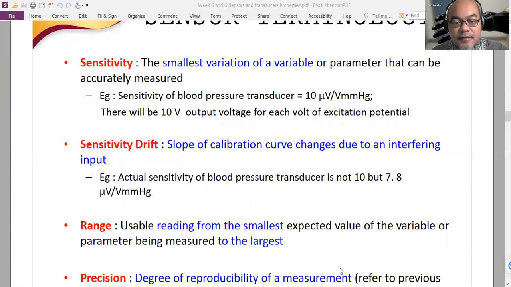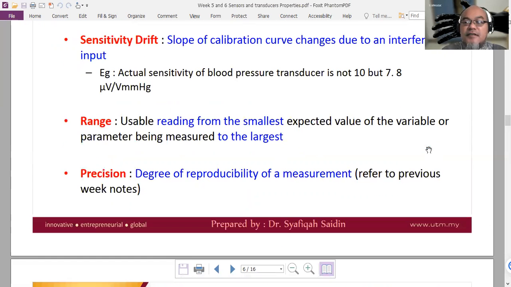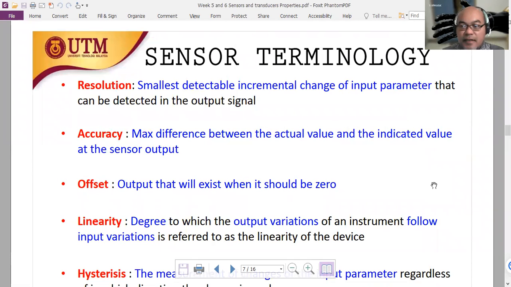We have also discussed drift, and precision, the difference between precision and accuracy. Then what resolution is, and offset, which can be considered as the output that exists when it should be zero.